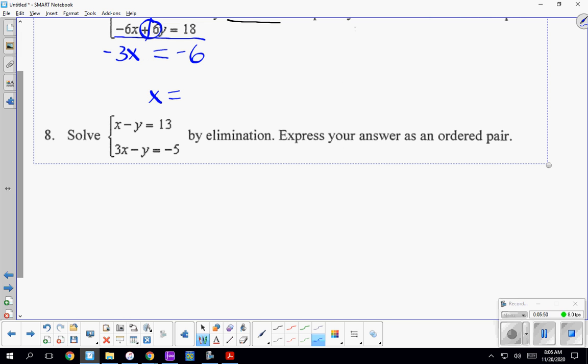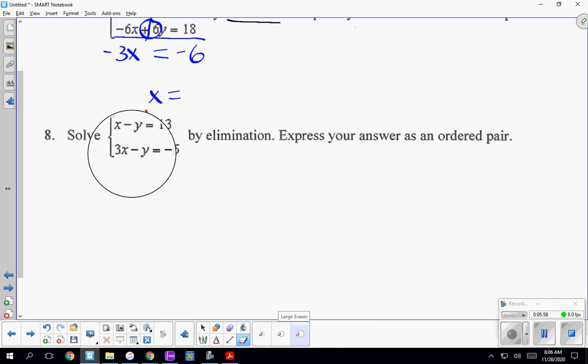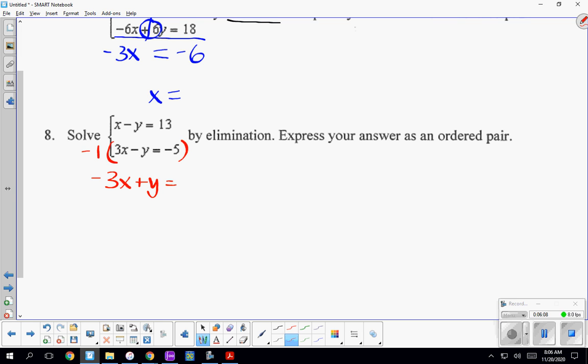When we get to number 8, we see that we don't have something that's going to cancel. So we need to force them to be opposite coefficients. And these are already really, really close to canceling. I just need one of them to be positive. So I'm going to multiply by negative 1. I'm going to choose this guy right here to multiply by negative 1 so that we get negative 3x plus y equals positive 5. Remember, I distribute that to all three. Once I have that, I'm going to bring down this equation.